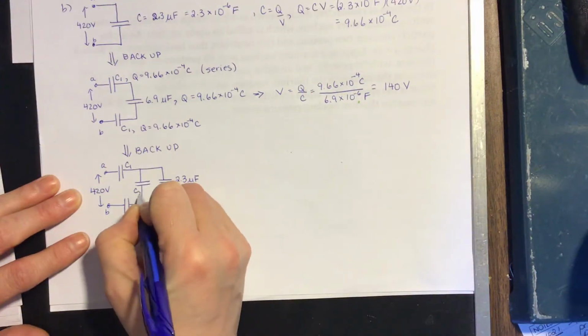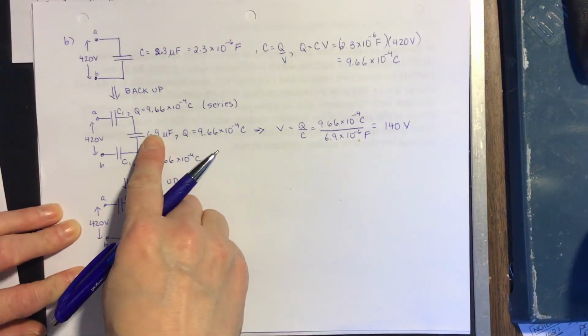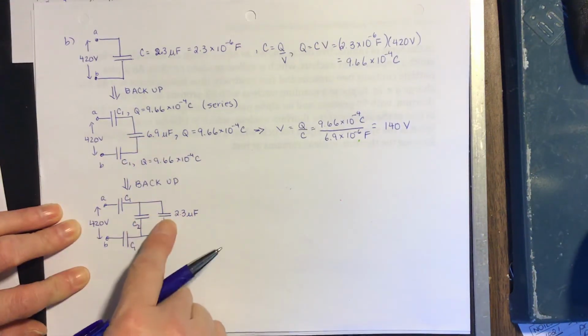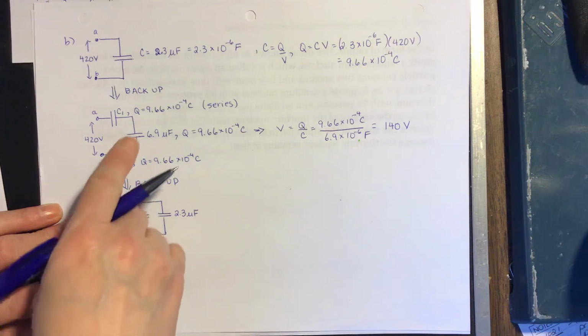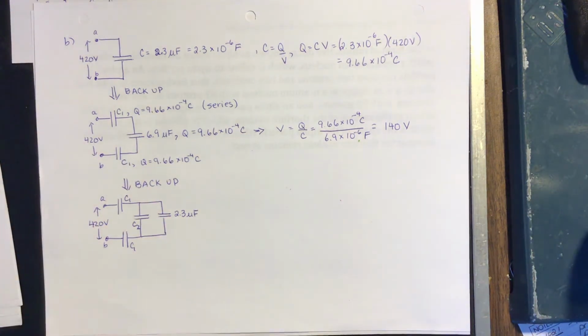Okay, let's write down what we know. We just found the potential across this one. This is a parallel combination of these two guys. So this one, and this one, they're all 140 volts. Let's write down that potential.